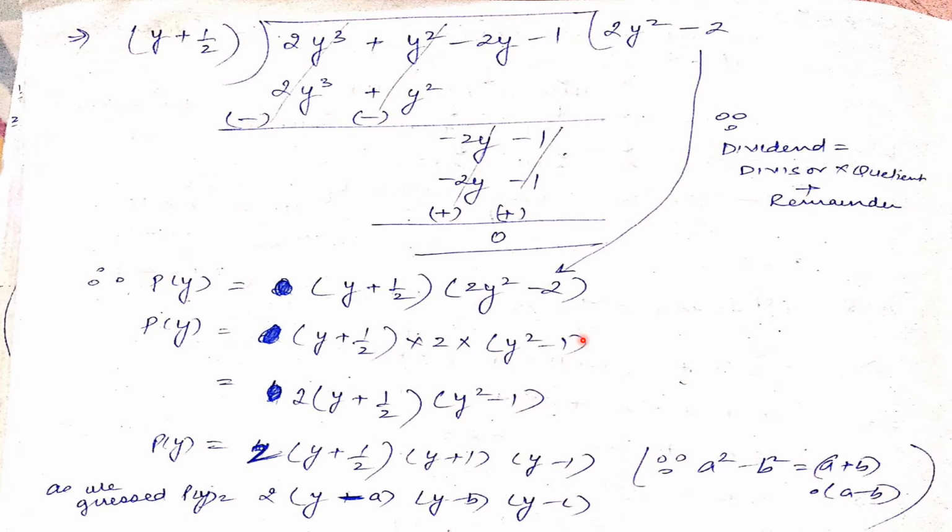As soon as you see this term, what comes in your mind? It is the formula of a square minus b square. So we can write like this: 2 into (y plus 1 by 2) into (y square minus 1), and the final answer will be 2 into (y plus 1 by 2)(y plus 1)(y minus 1). Now if you compare with this, we have assumed the answer will look like this, and we got the answer like this only. That is why I assumed. One thing, if you don't assume, then also no issue. You can just try by finding the factors of 1 by 2 and you can get. Okay, no issue. I hope you got this.